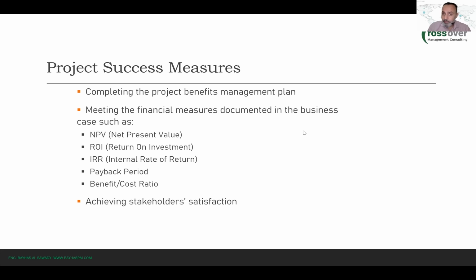Another factor that is important in defining project success is achieving stakeholder satisfaction. So delivering the benefits, measured, and achieving stakeholders' satisfaction. Because again, take this scenario. The project, for instance, finish date was delayed for some reason or other, or the project went over budget for some reason. So basically we went over budget, or we went behind schedule in delivering, or in building that tower.